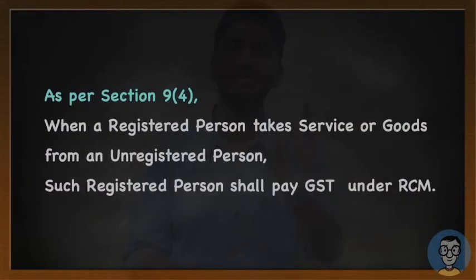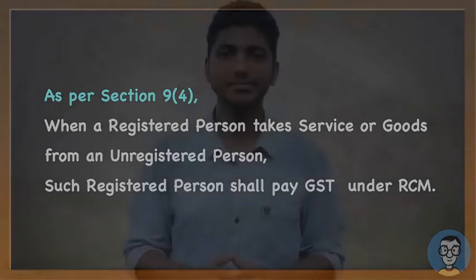So this second case is nothing but section 9 subsection 4, which talks about reverse charge mechanism being applicable when a registered person is taking services or taking goods from an unregistered person. So I hope the entire concept is clear to you. Let us take one more example to understand it in a little better way.